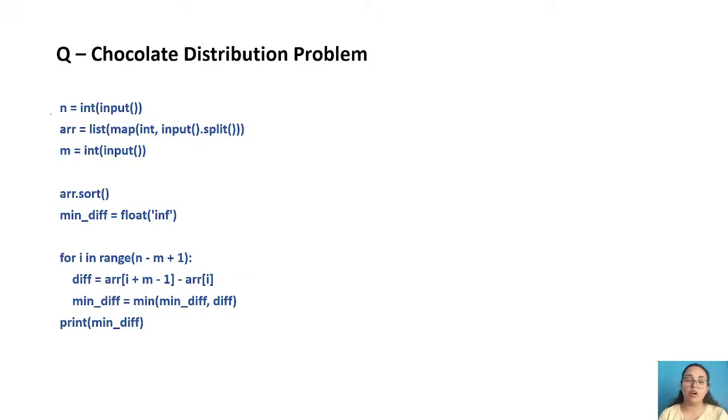Let's see how the code is working. First we need to take all the inputs. So you have n equals int input, then array equals list map int input dot split, and then m equals int input. The inputs are very simple here.